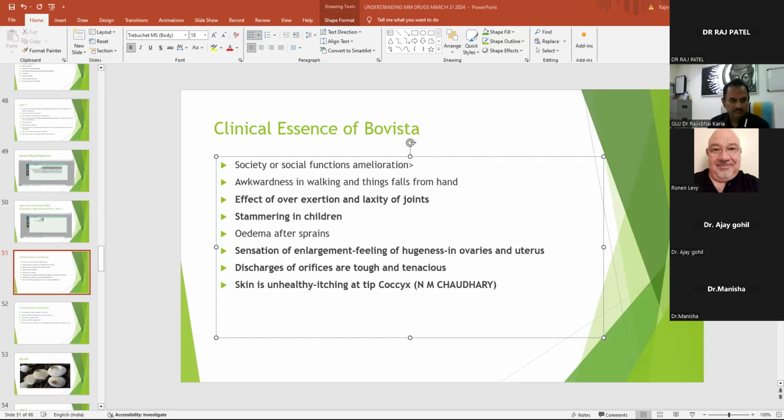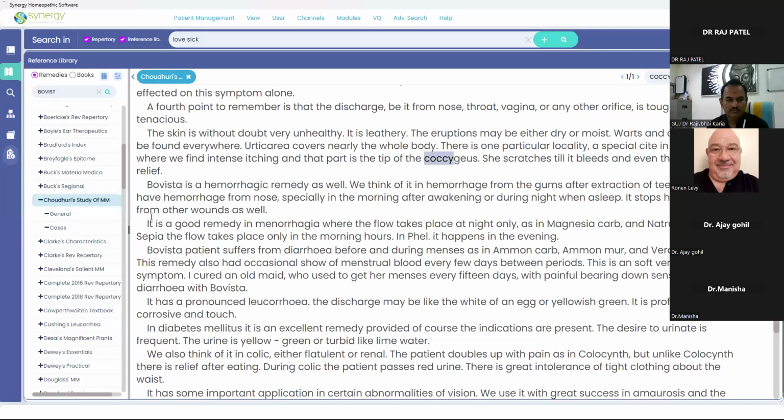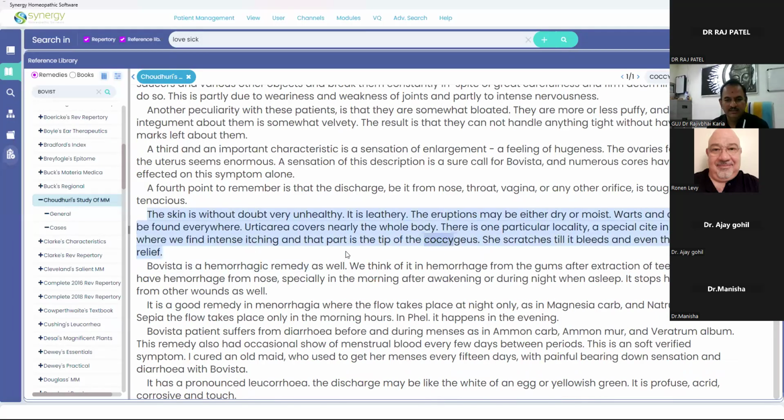Bovista. N.M. Choudhury. Please open N.M. Choudhury. Are you able to see that? If you don't look, you won't know.